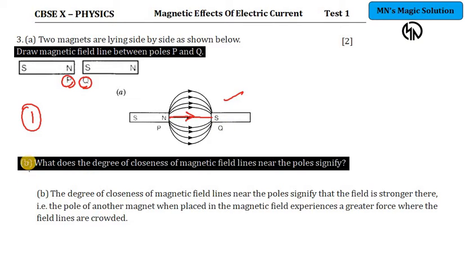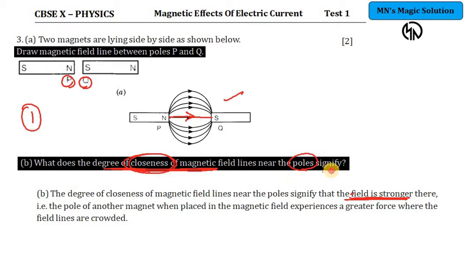Question number 3, subdivision B. What does the degree of closeness of magnetic field lines near the poles signify? Magnetic field lines near the poles are very close to each other. So what is the significance? Very simple. Wherever the magnetic field lines are closer, it means that the field is stronger there. Only if the magnetic field strength is greater will the degree of closeness be there.